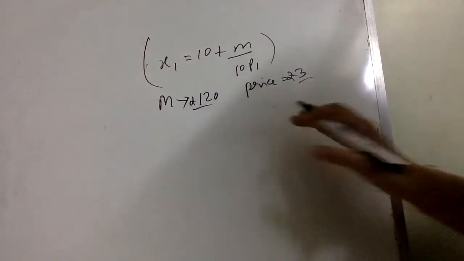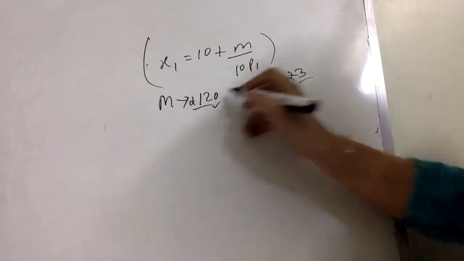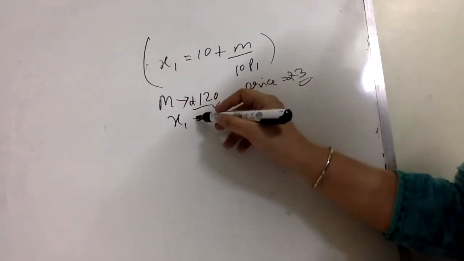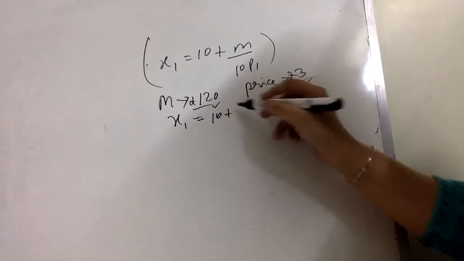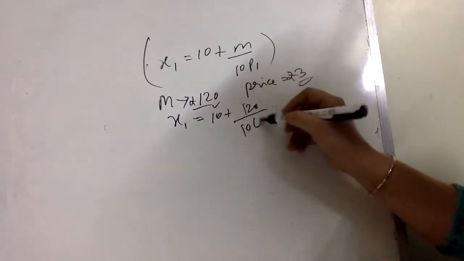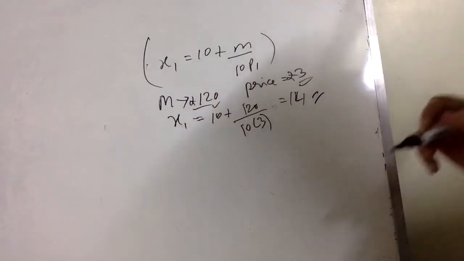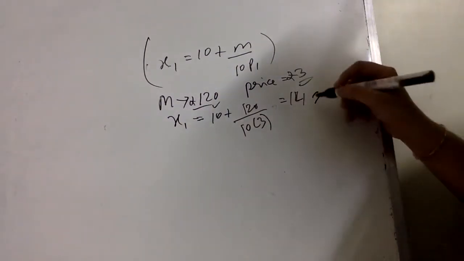Given this, initially can I compute the demand? Just put the values of income and price here. We get x1 equals 10 plus m, 120 upon 10 into 3. This value will come out to be 14 units.